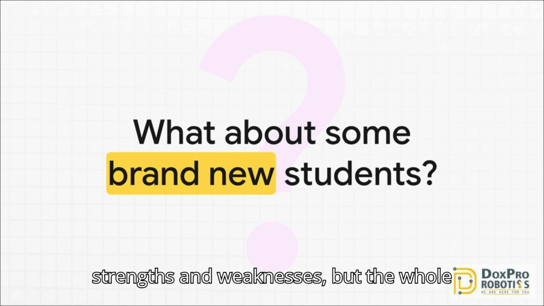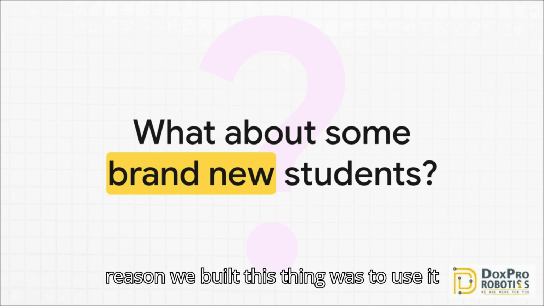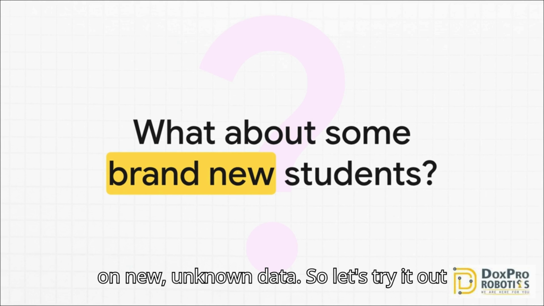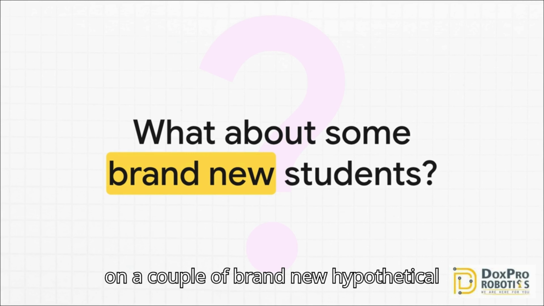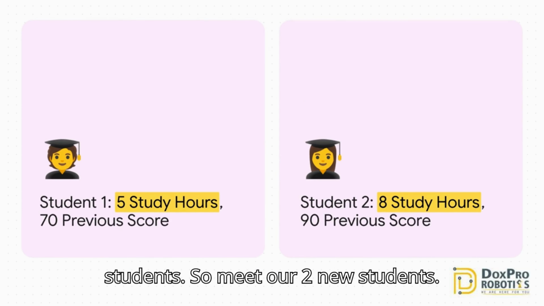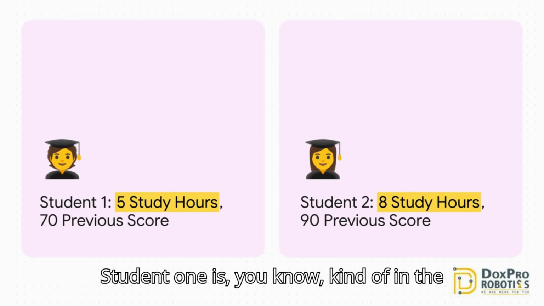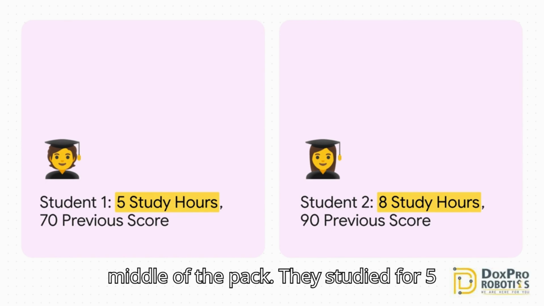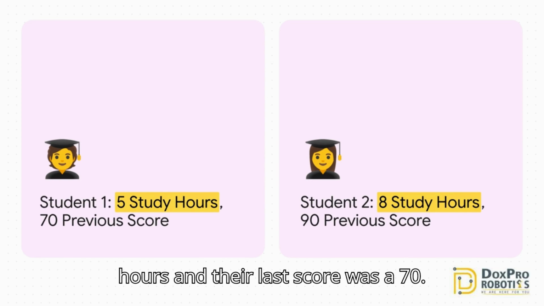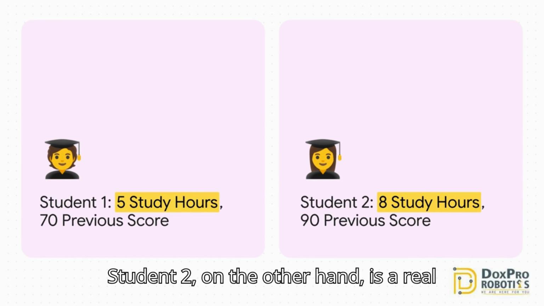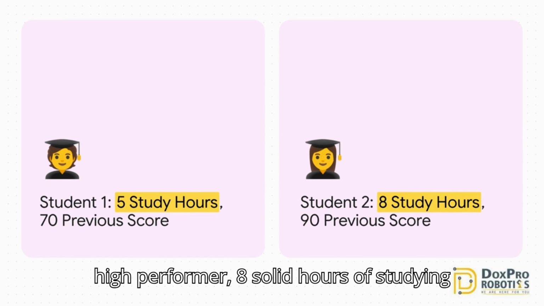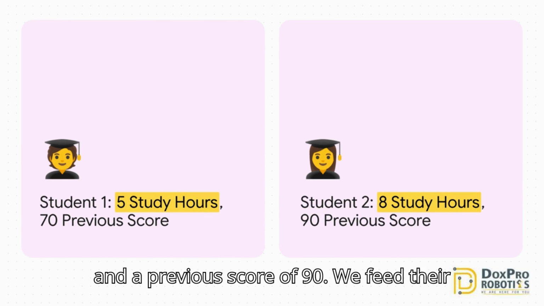Okay, so we've graded our model. We know its strengths and weaknesses. But the whole reason we built this thing was to use it on new, unknown data. So let's try it out on a couple of brand new hypothetical students. So meet our two new students. Student 1 is kind of in the middle of the pack. They studied for 5 hours and their last score was a 70. Student 2, on the other hand, is a real high performer. 8 solid hours of studying and a previous score of 90.